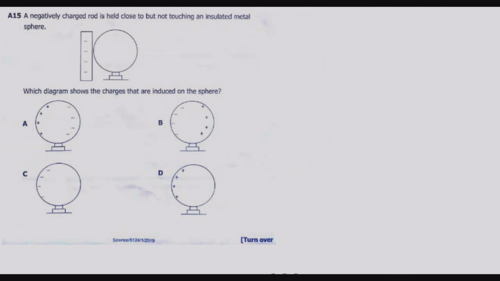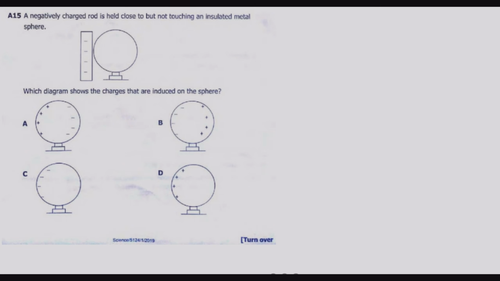Question number 15. A negatively charged rod is held close to but not touching an insulated metal sphere. Which diagram shows the charges that are induced on the sphere? This is a negatively charged rod, and the sphere is insulated. We need to know what is happening in detail. Remember, this sphere has no charge, for now you can assume that.